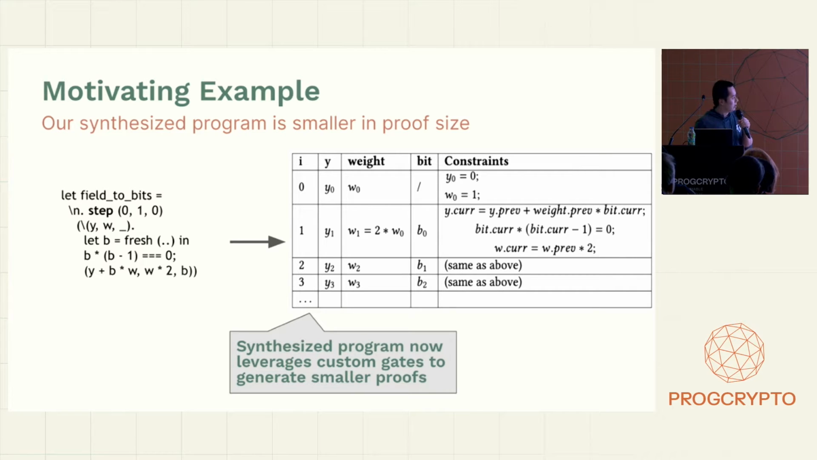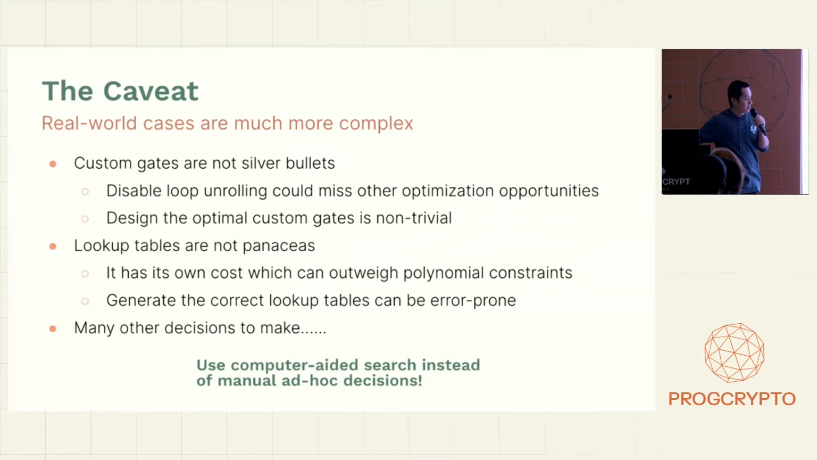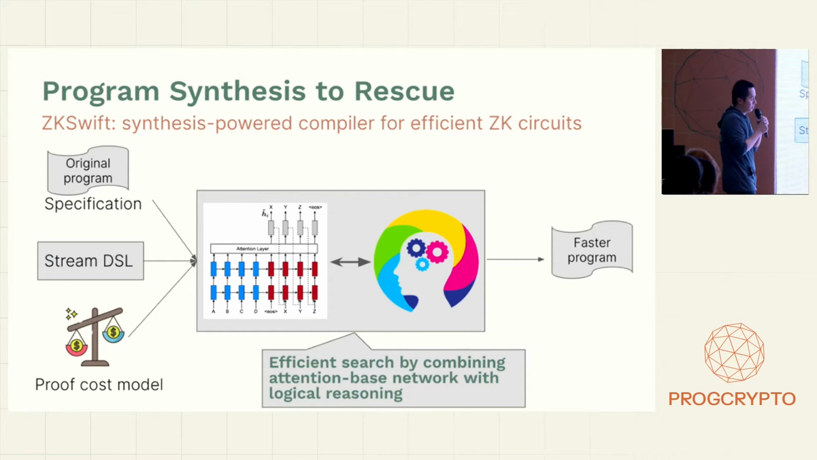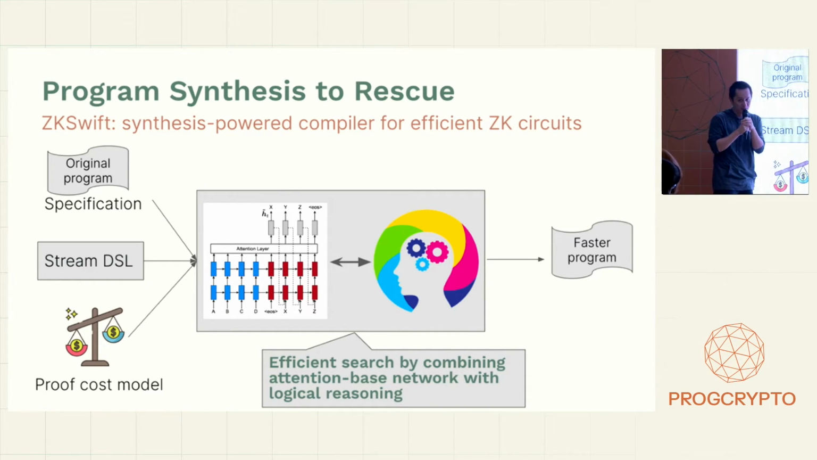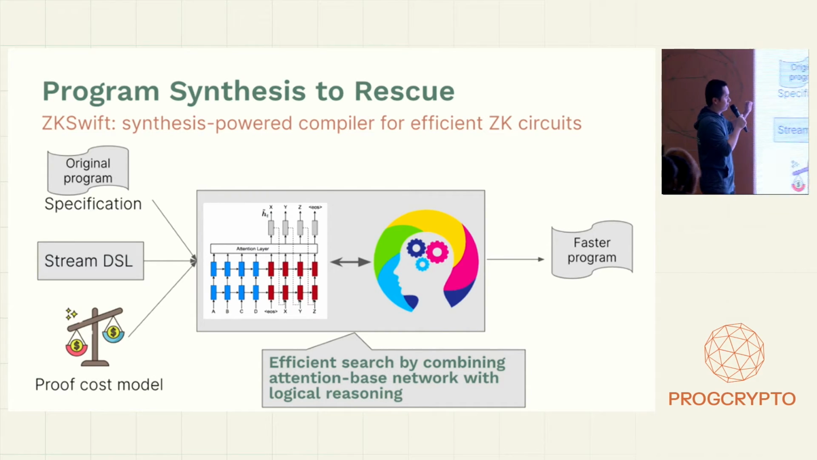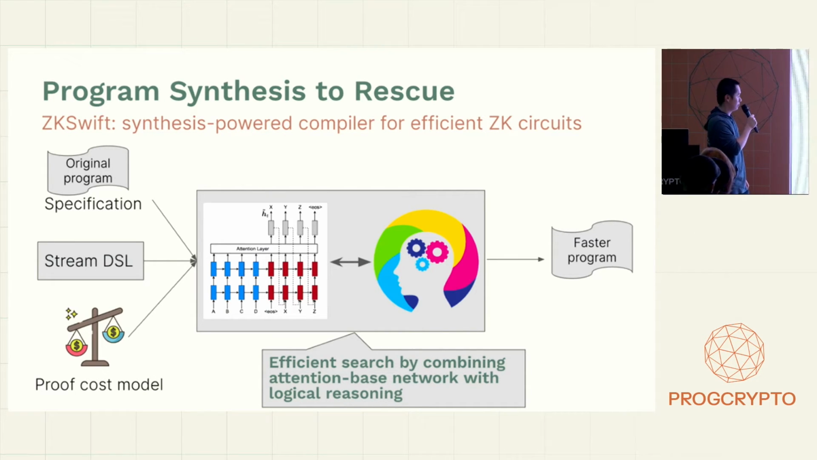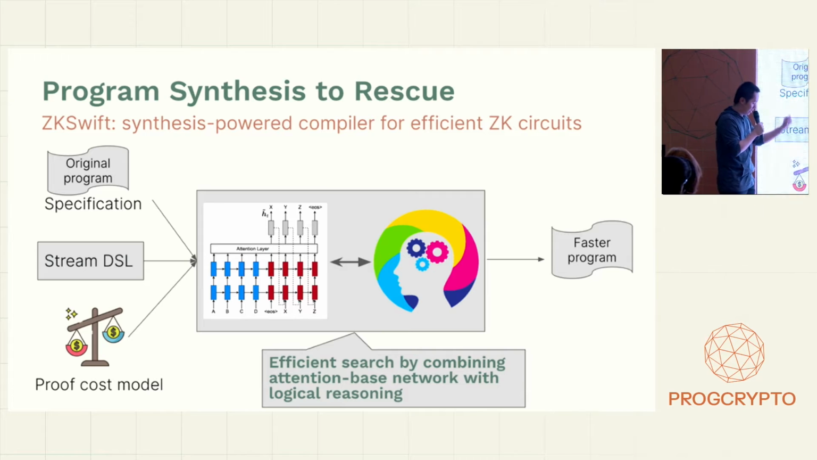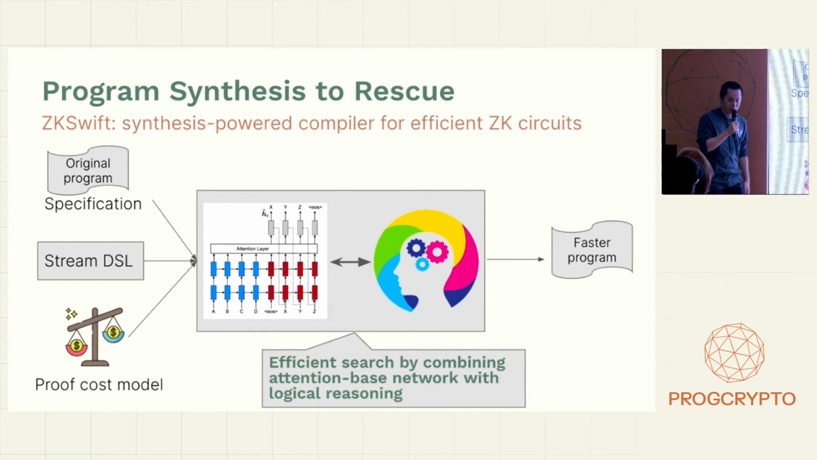If you're familiar with some of the most recent trends, you may realize that this is actually a technique in the programming language community called program synthesis, or automatic program generation. So this is the overview of the framework. The user provides the original program, which is the specification, and this is our DSL, and the user provides the cost model.